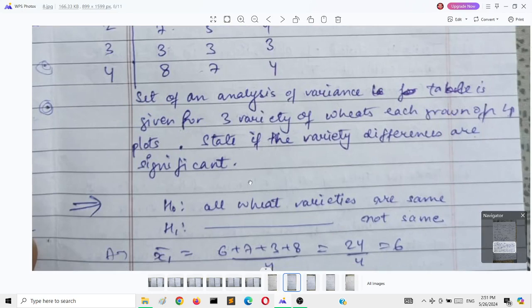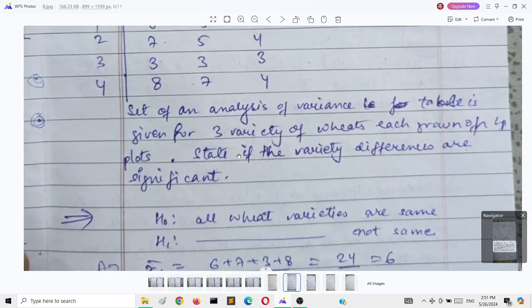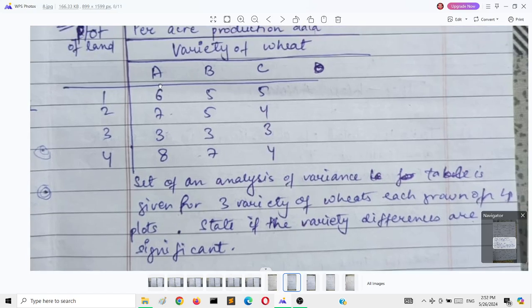You will not do it along the row, right? Because you will get this intuition from the question only. The question says state if the variety differences are significant. So you want to calculate the difference among the varieties and not among the plots, right? So your sample is actually of A, B and C. So you have three samples, not four samples.